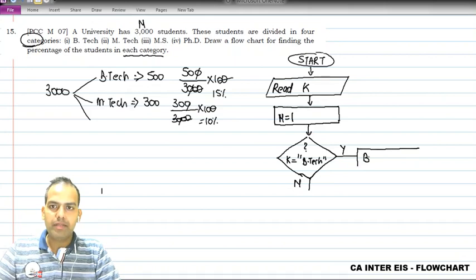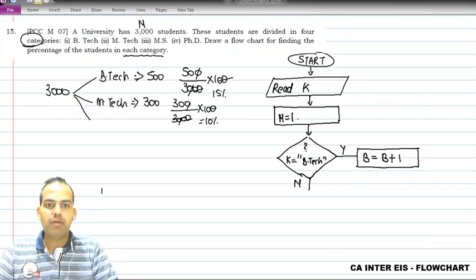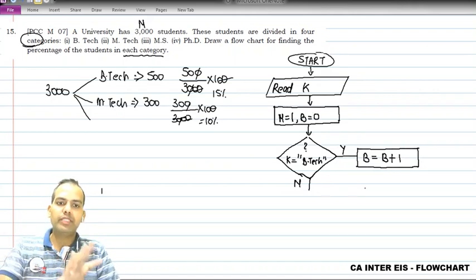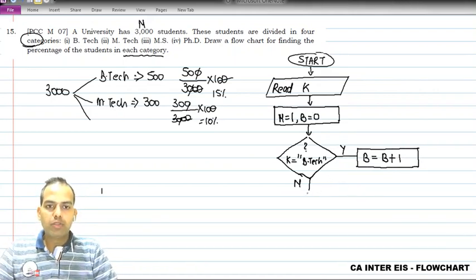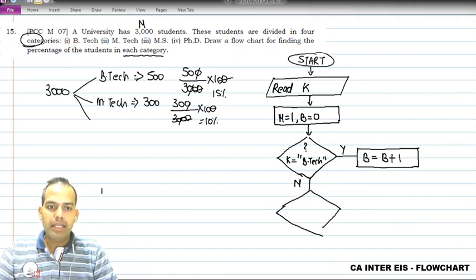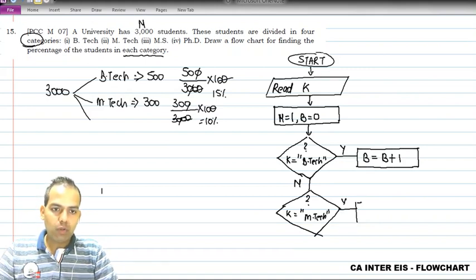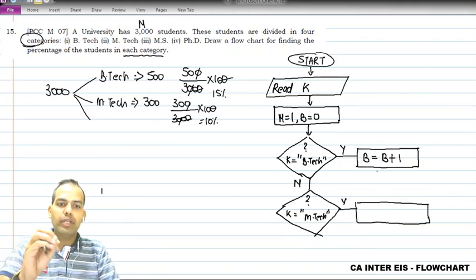So let's have B is equal to B plus 1. So I have to define B's value out here. So B is equal to 0. Initially the B value will be 0. But what if the answer goes negative? That means I have to again check whether the student belongs to some other category. So I will check if the student belongs to the MTech category. Okay. If the answer comes yes, then I have to take the total number of times MTech got yes.